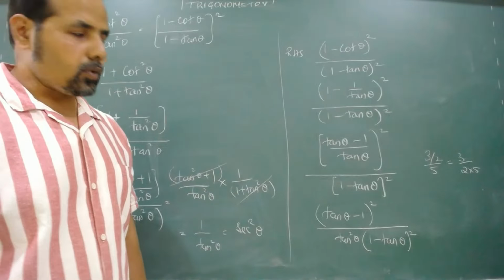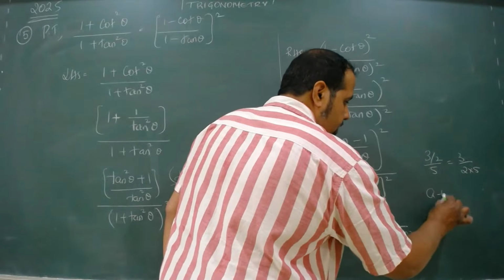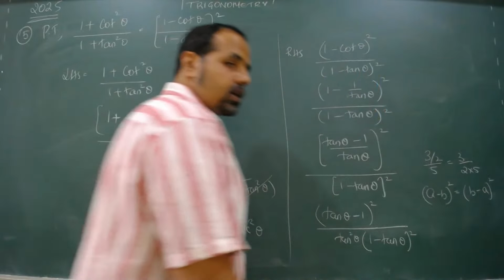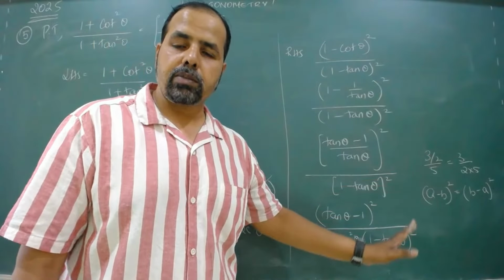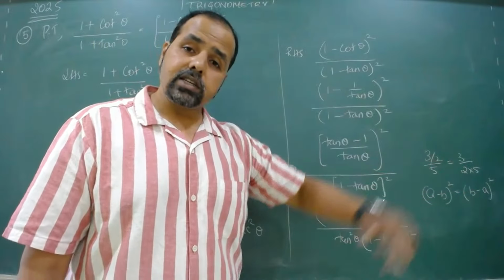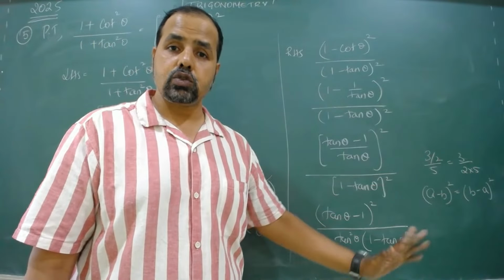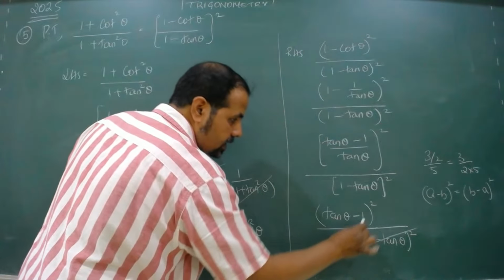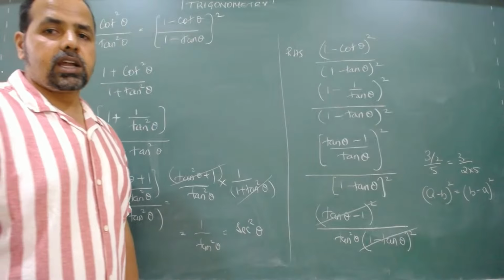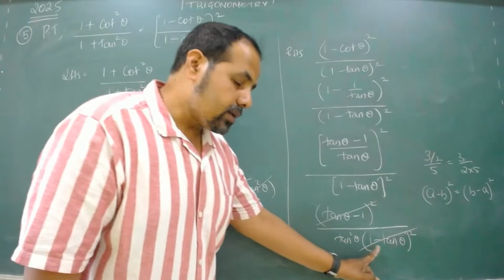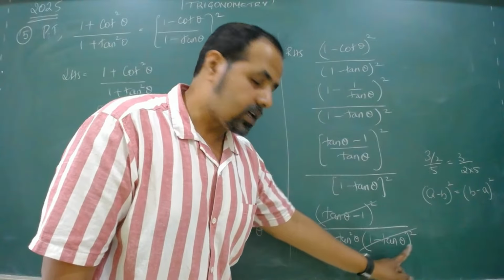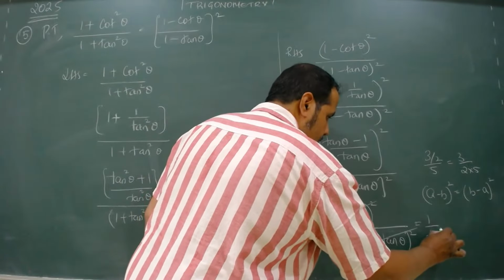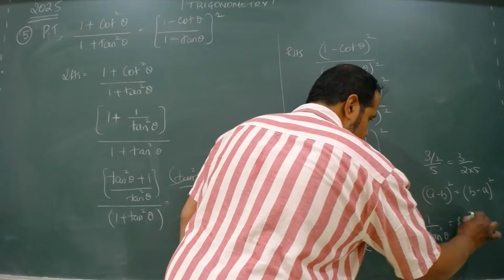Now, I'm going to make a small trick over here. (a minus b) the whole square is same as (b minus a) the whole square. You can just check that (a minus b) the whole square is a square plus b square minus 2ab. (b minus a) the whole square is b square plus a square minus 2ab. Both are numerically equal. So I can cancel (tan theta minus 1) the whole square and (1 minus tan theta) the whole square. Now you are going to be left with 1 by tan square theta, which is nothing but cot square theta.